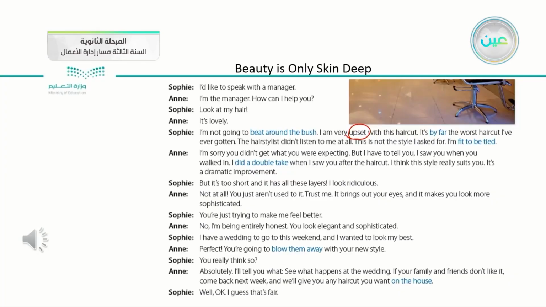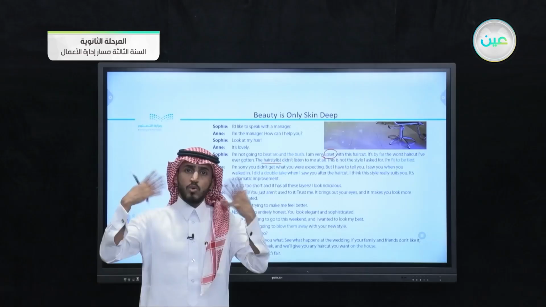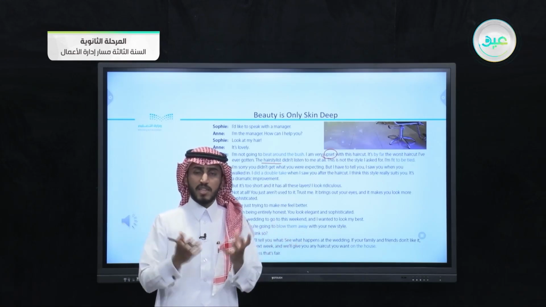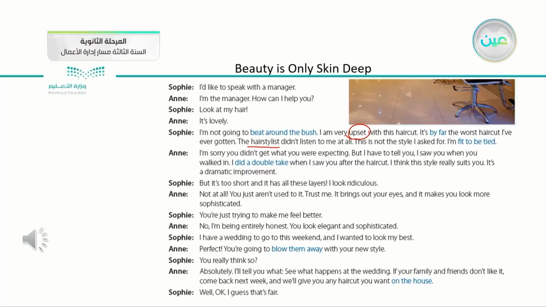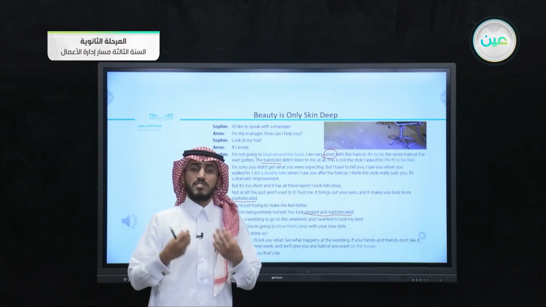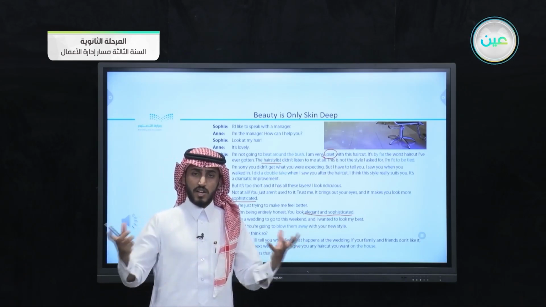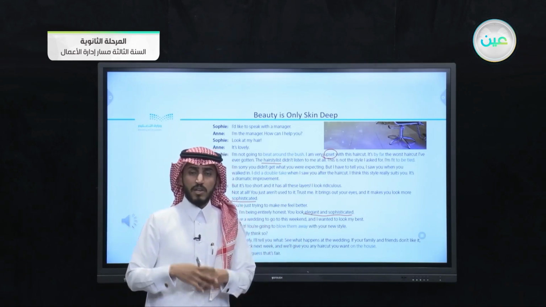Another word is the hairstylist. The hairstylist refers to the person who does your hair, who changes the appearance, the way your hair looks. We call that person a hairstylist. Also, we have other words like sophisticated, and we have the word elegant. We have elegant and sophisticated. It means that something is looking great, it is amazing, stunning, it grabs the attention of the other people, it is a good thing.